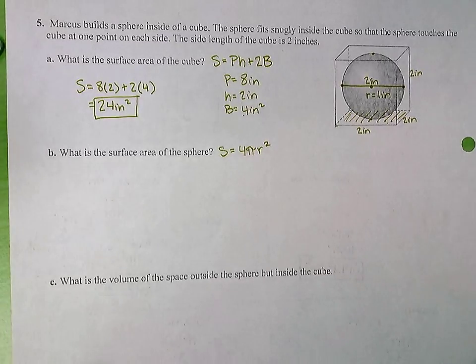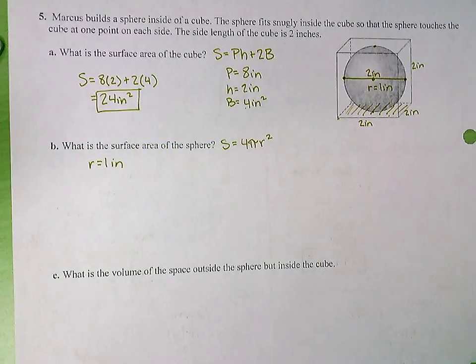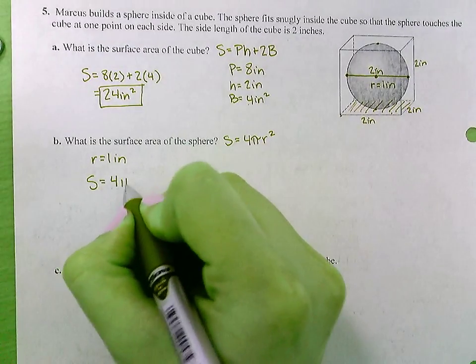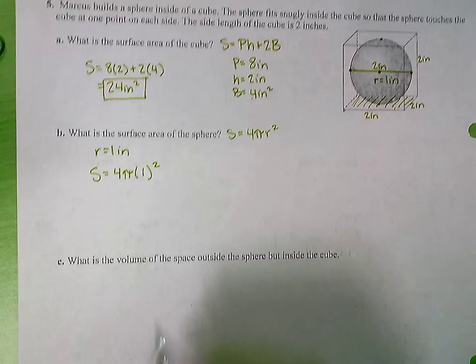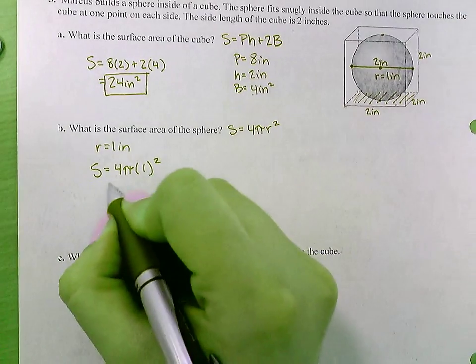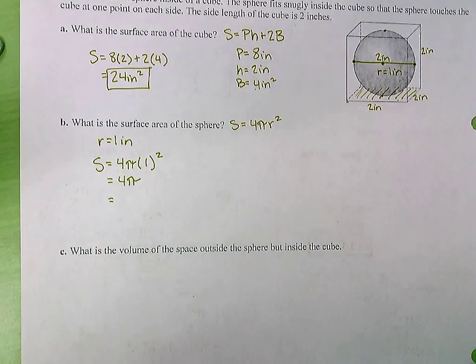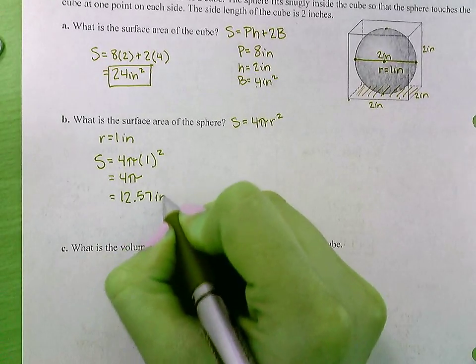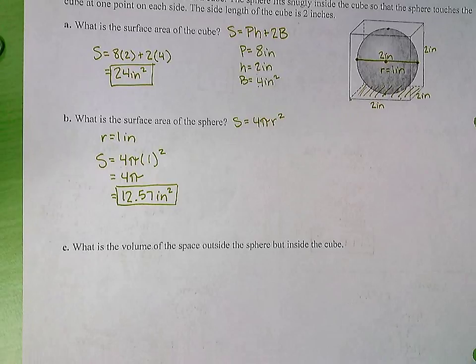Next, we need the surface area of the sphere, where the radius is 1 inch. So our surface area will be equal to 4 pi times 1 squared, which is 4 pi, or plugging that into your calculator, 12.57 inches squared. So those are your 2 surface areas.